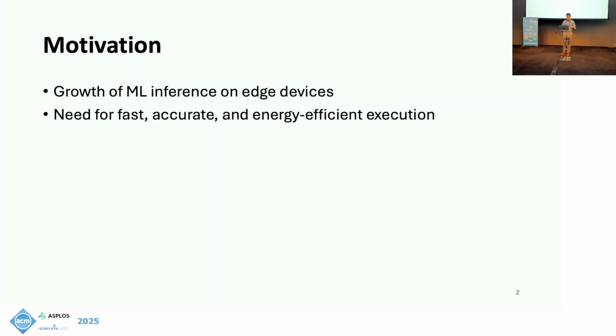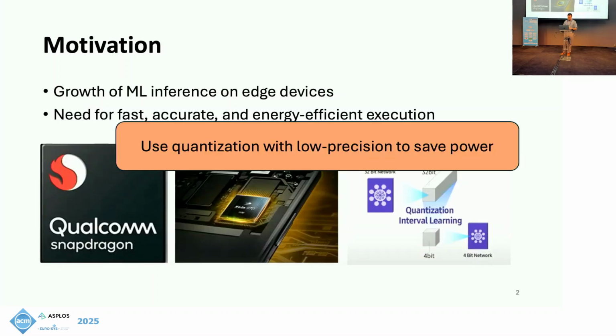So in recent years, ML inference has increasingly shifted to edge devices. There's a need for fast, accurate, and energy-efficient execution. Modern edge devices, including flagship Android and Apple smartphones and tablets, are equipped with GPUs that can significantly accelerate machine learning tasks. To conserve power, these devices often employ low-precision quantization methods.